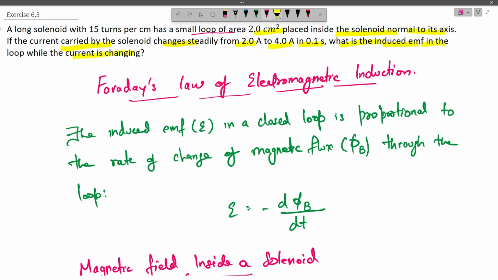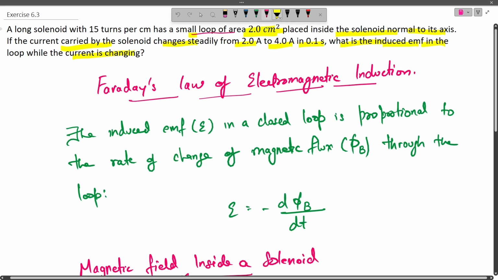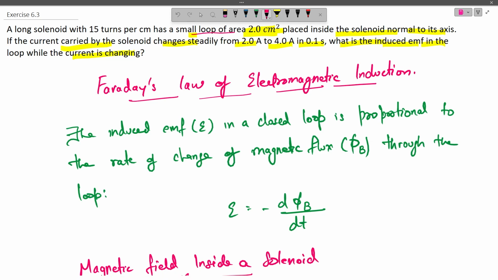So here there is a small loop of wire of area 2 centimeter square placed inside a solenoid. Just imagine that if the solenoid is seen from its left or right along the axis, then there is a small loop of wire of 2 centimeter square placed inside the solenoid. Now we have to find out what is the induced EMF in this small wire, given that the current in this solenoid is changing from 2 ampere to 4 ampere in 0.1 second.